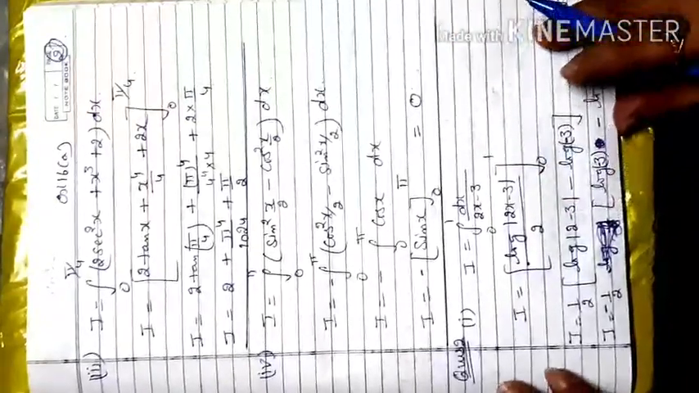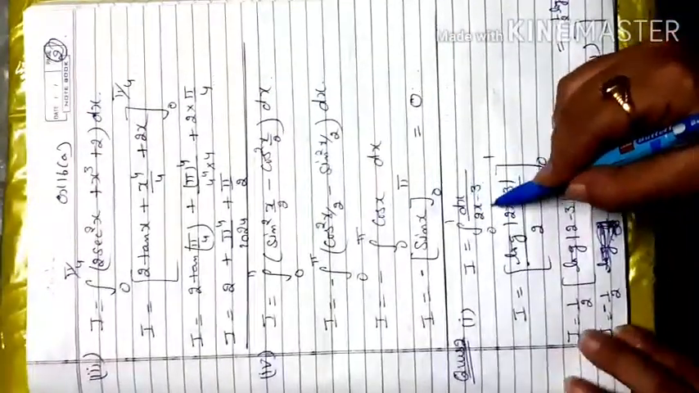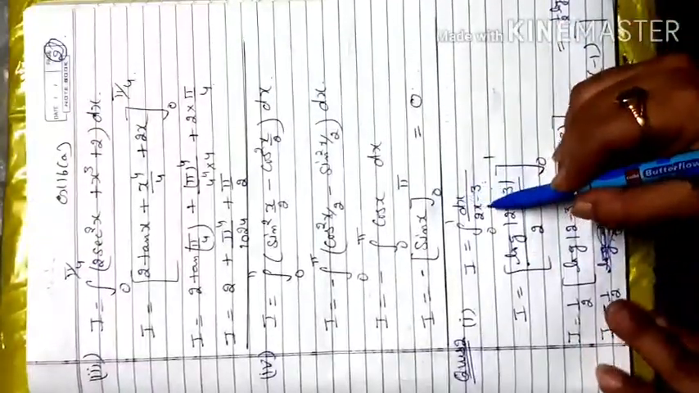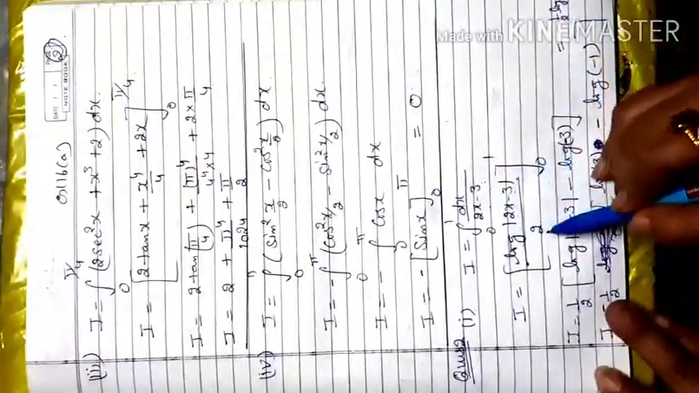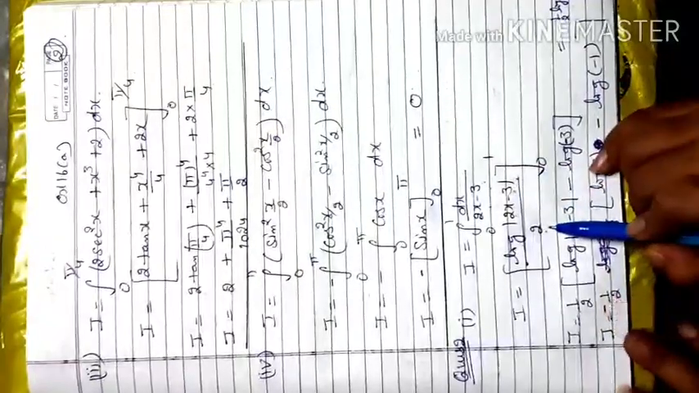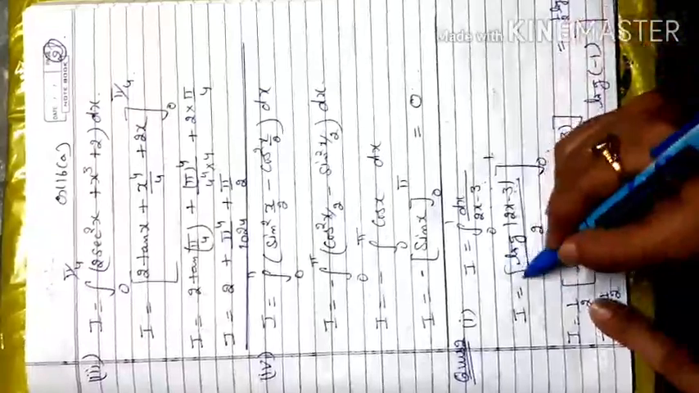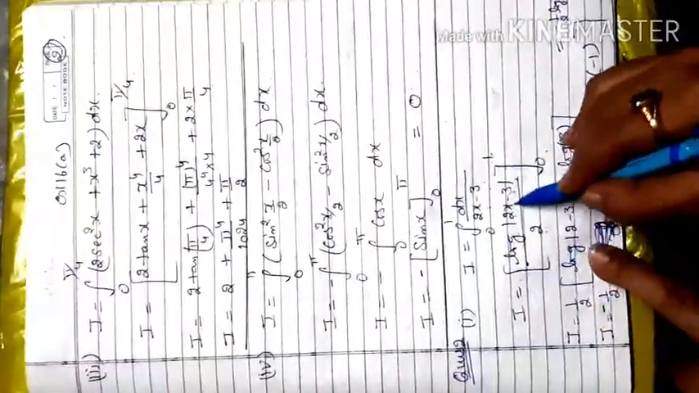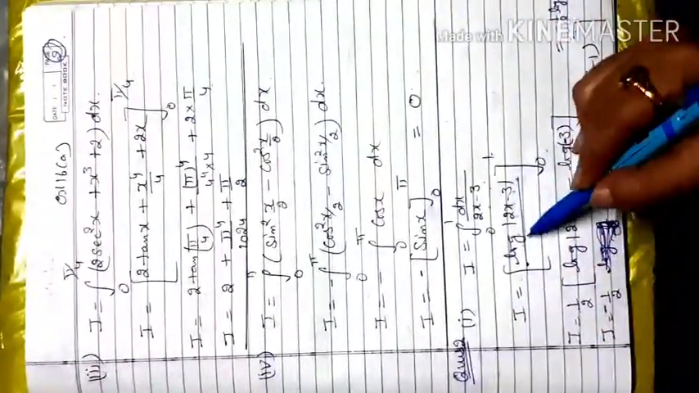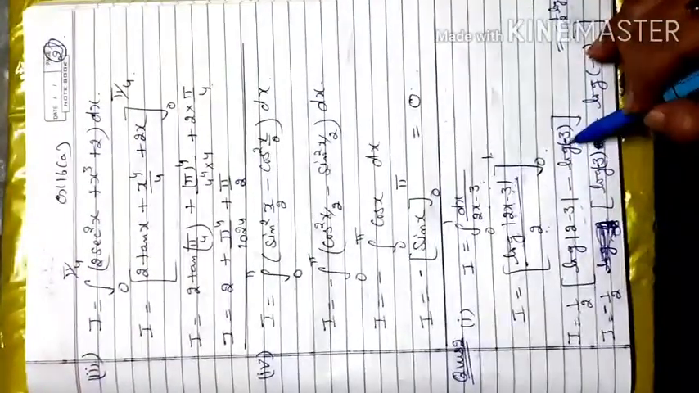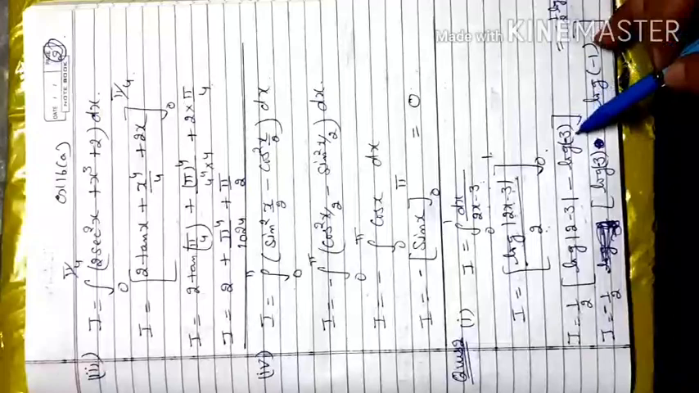Now the second question, first part, is 0 to 1 dx upon 2x minus 3. This is a linear expression. So the integration of this is log 2x minus 3, and the differentiation of 2x minus 3 in the denominator is 2. When you apply first 1, then 0, this 1 by 2 take it out, and you apply the limit in the log 2x minus 3: log 2 minus 3, and when you apply 0, that is minus 3.